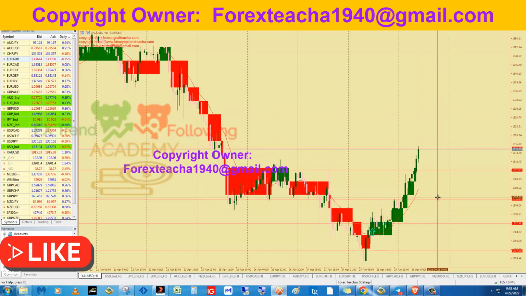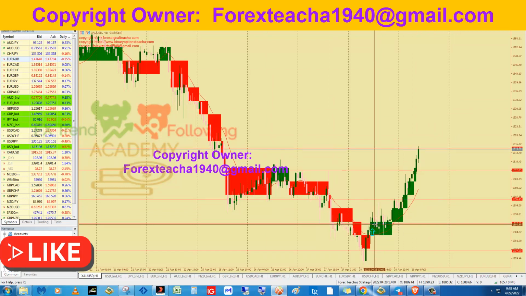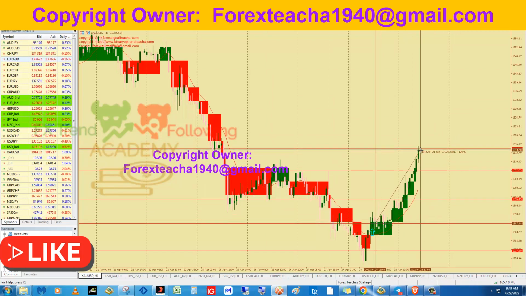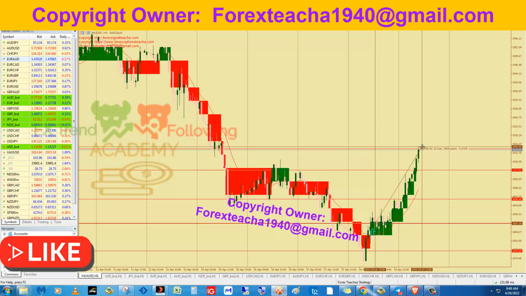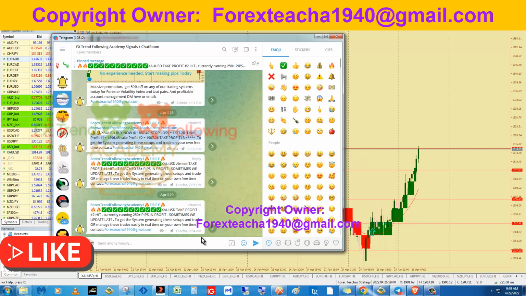If you remember very well, when I updated this trade, it was 250 pips in profit. Now it's 285. It actually reached 285. So let me just make the last update for this trade.